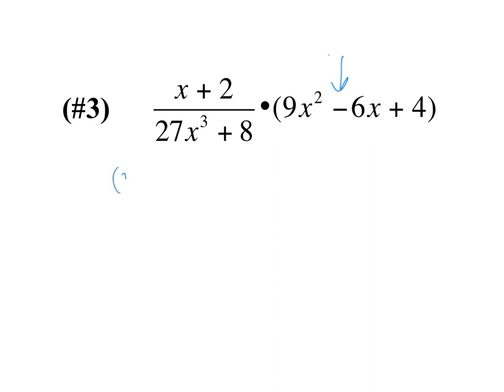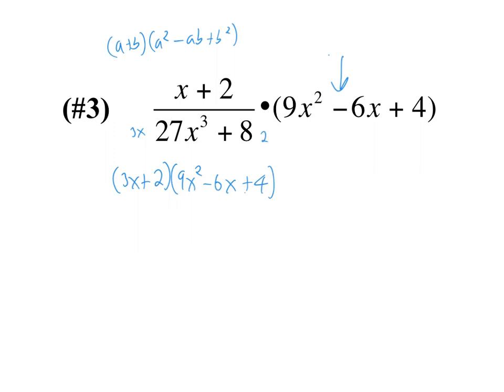This is going to factor to 3x, if you look at your factor flow chart, it'll factor like this: 3x plus 2, and then we'll get 9x squared minus 6x plus 4. Because remember, it's a plus b times a squared minus ab plus b squared. That's how it's going to factor. The cube root of this is 3x. The cube root of this is 2. And now you see what I was talking about before?